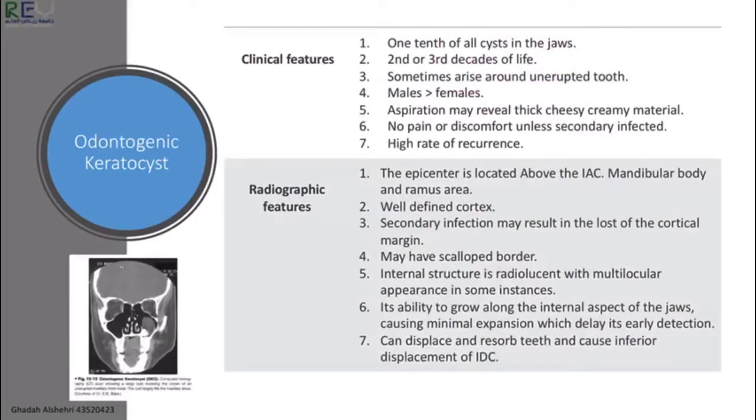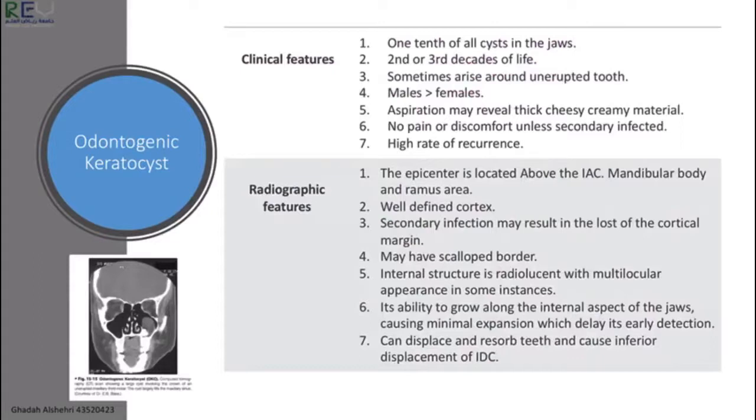Odontogenic keratocyst. Clinical feature: one tenth of all cysts in the jaws, second or third decades of life, sometimes arising around an unerupted tooth, males more than females. Aspiration may yield thick, cheesy, creamy material. No pain or discomfort unless secondarily infected. High rate of recurrence. Radiographic feature: the epicenter is located above the inferior alveolar canal, in the mandibular body and ramus area.